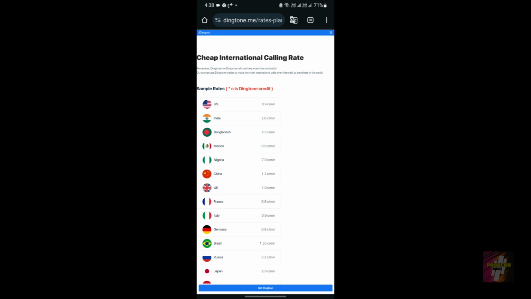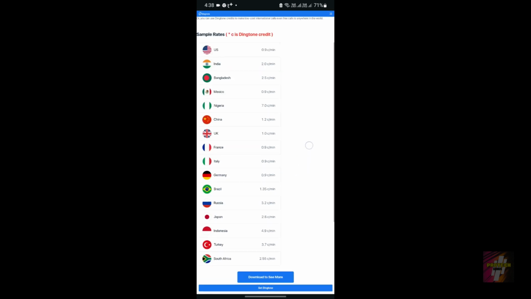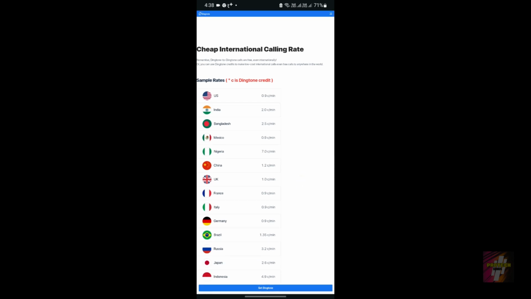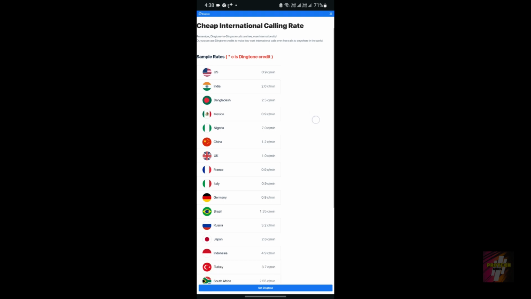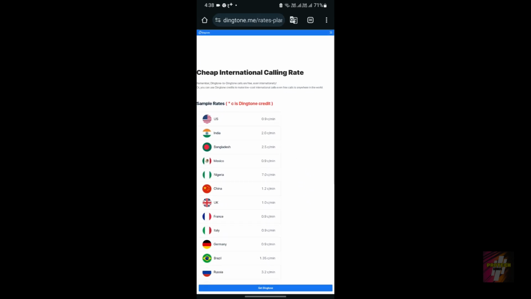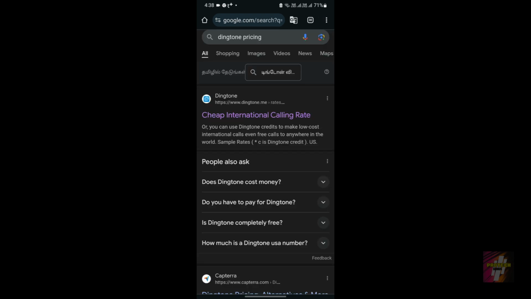If we are going to take a look at the most important things, that is pricing, well, Dingtone's prices are given on the official website, which you can go check out. Some of the sample rates to the most famous countries: for the US it would cost you 0.9 cents a minute. For India it's going to cost you 2 cents a minute. For Bangladesh 2.5. Well, the list just goes on. You can navigate to this website where the prices are written just by searching Dingtone pricing, and you would be shown this website from their official site, that is dingtone.me, where you can check out the prices.